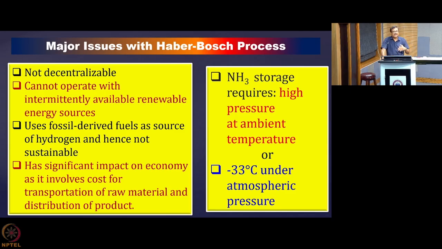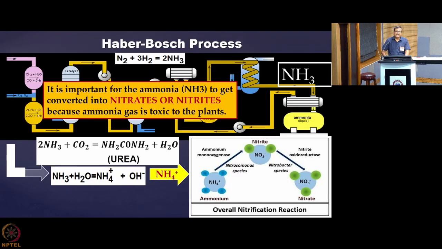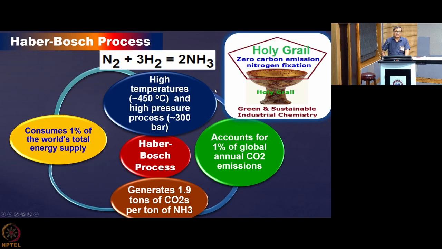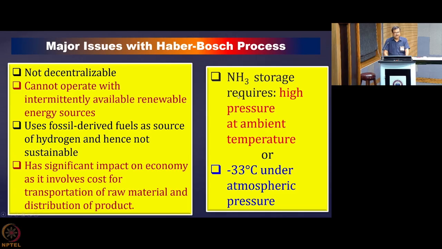Because bulky equipment is used here, you have seen the kind of pressure they require, the kind of temperature they require, the kind of installation and the components they are using. They are not decentralizable. So you need to produce at one place and then you need a transport mechanism to transport the raw material and distribute the product.